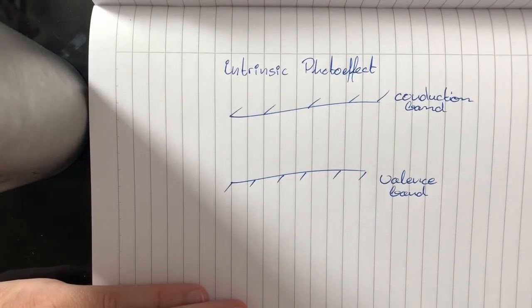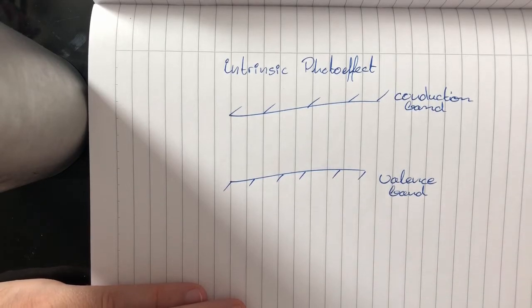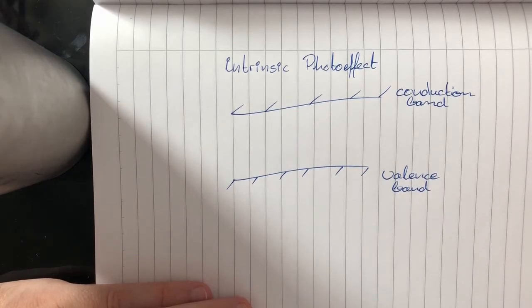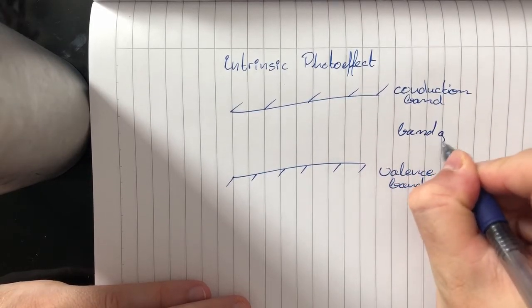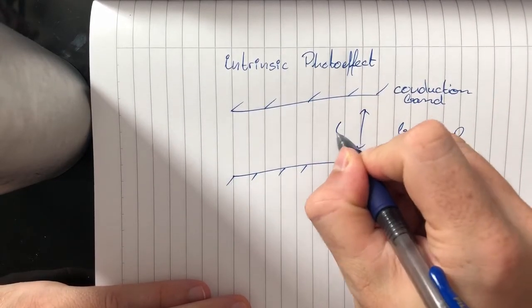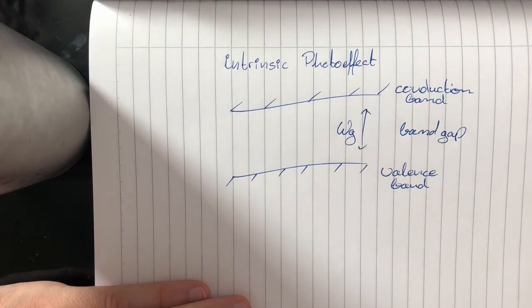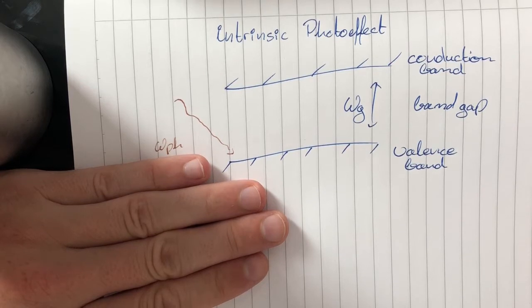Here we see a band model of a semiconductor with its conduction and its valence band. Between those two bands are forbidden energy levels, also called the band gap, with its value Wg. Now we irradiate this material with light. Photons with the energy Wph will hit the material.